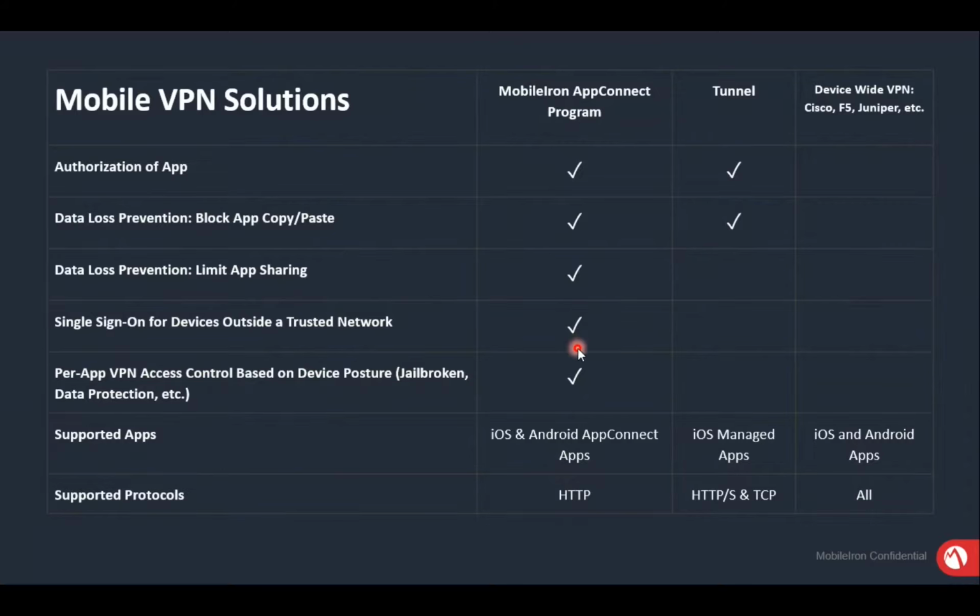To make an App Connect app, like I mentioned, you'll have to use the wrapping and the whole App Connect lifecycle. iOS and Android are the supported App Connect platforms. And Tunnel is for iOS managed apps and third-party apps. And if you have a traditional VPN, you cannot use any of these features. You cannot have DLP features, you cannot have single sign-on, and you cannot have per app VPN access to have a different VPN for each app.